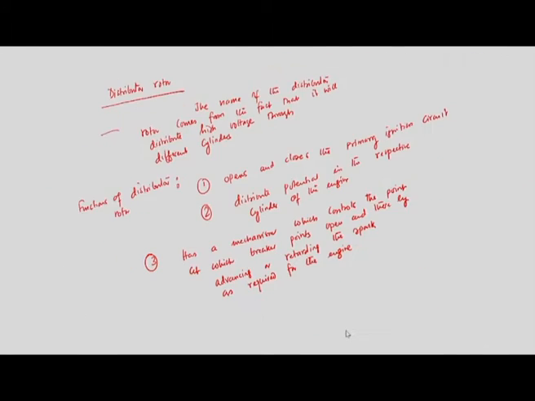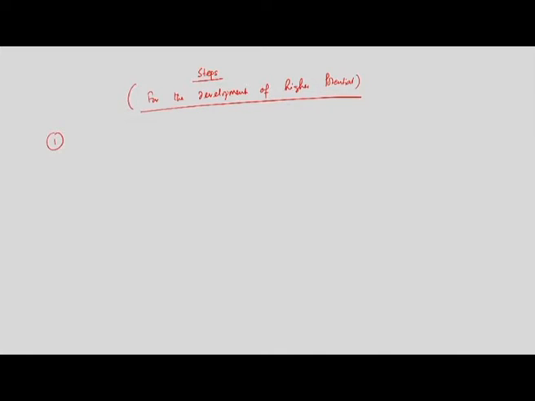So, today we will discuss the steps for the development of higher potential. This is very important, that from that circuit how we can have higher potential, and that is what we will discuss today. So, the first step is very important: when the ignition switch and breaker points are closed.